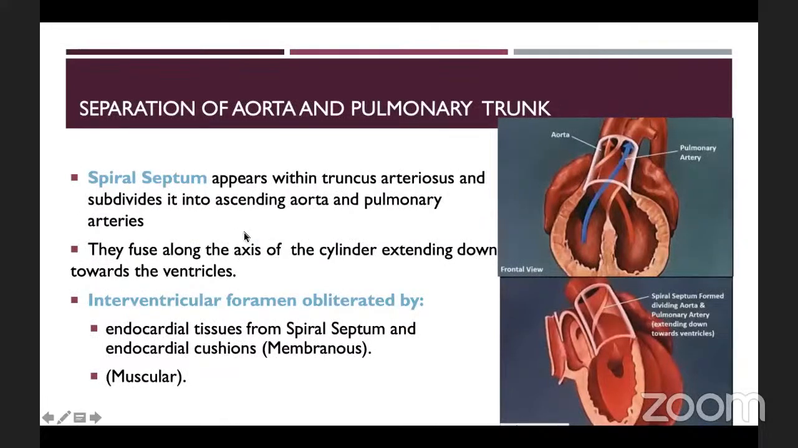Spiral septation appears within the truncus arteriosus and subdivides it into the ascending aorta and pulmonary artery. They fuse along the axis of cylinder extension, extending down toward the ventricle. The interventricular foramen is obliterated by endocardial tissue from the spiral septum and endocardial cushion, which form the membranous part of the interventricular septum and the muscular part.